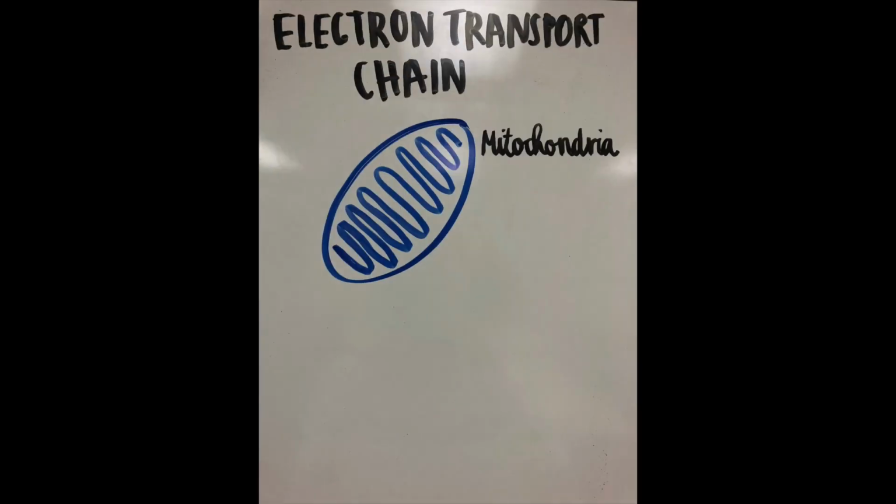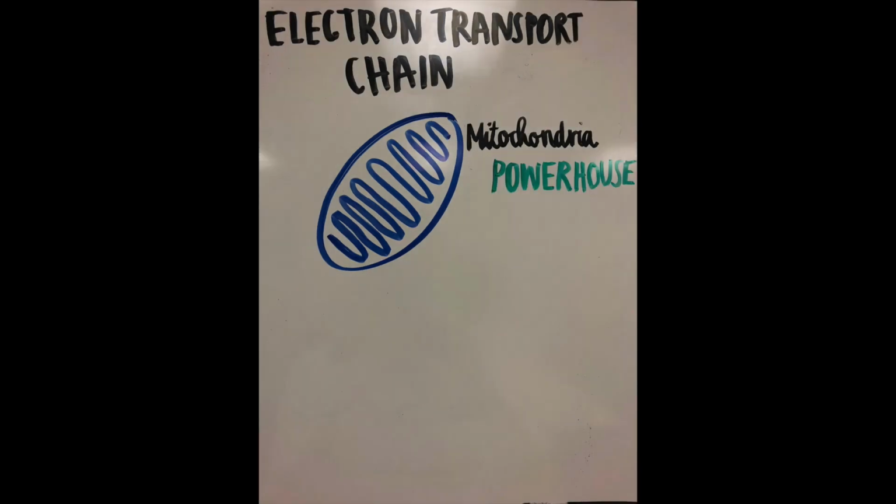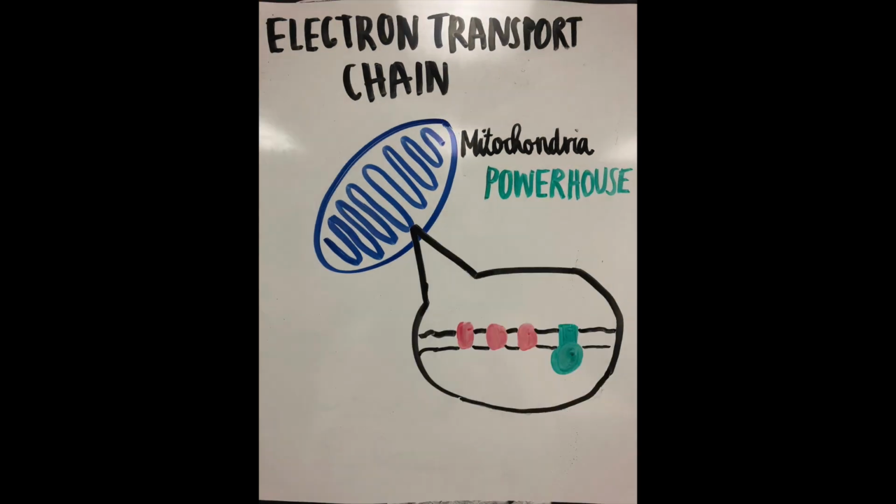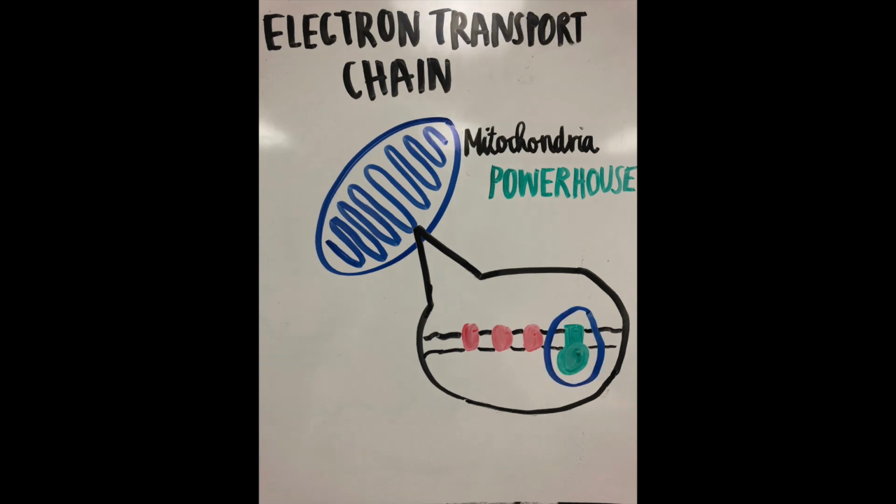Human mitochondria is the powerhouse of the cell. Mitochondria have an inner mitochondrial matrix and an intermembrane space, which are separated by the inner membrane. Embedded within the mitochondrial inner membrane is ATP synthase.